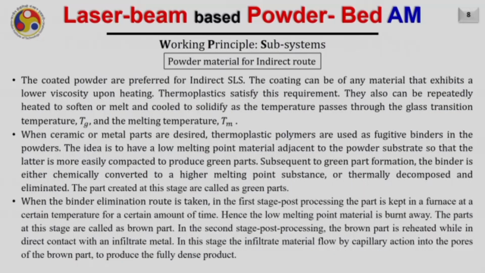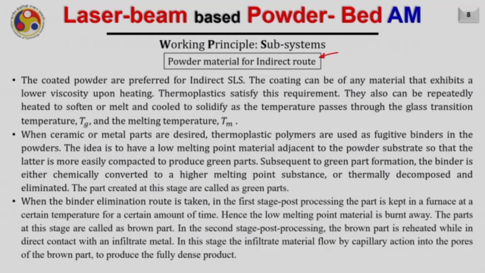So, let us first discuss the powder material for the indirect route. Like I have already mentioned, the coated particles are the most preferable powder particles for the indirect route. The coating can be of any material that exhibits a lower viscosity upon heating. Thermoplastics satisfy this requirement. They also can be repeatedly heated to soften or melt and cooled down to solidify as the temperature passes through the glass transition temperature to the melting temperature of the thermoplastic.